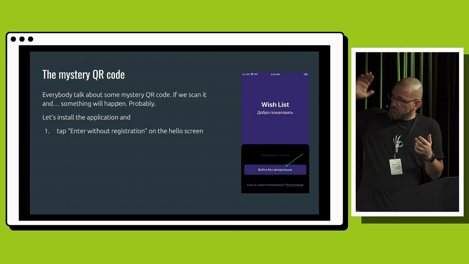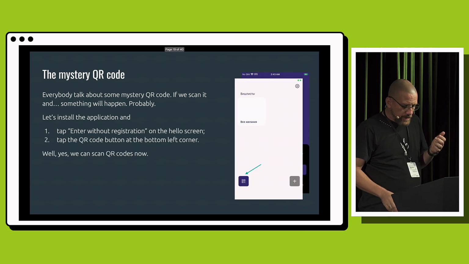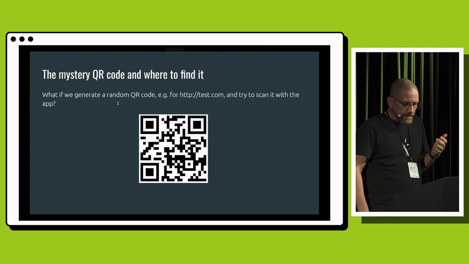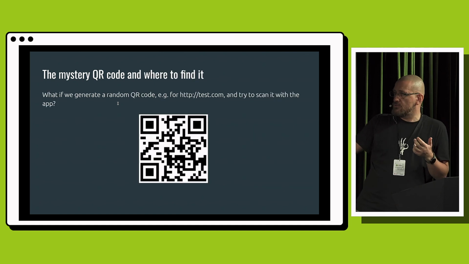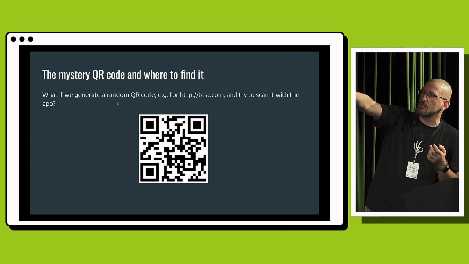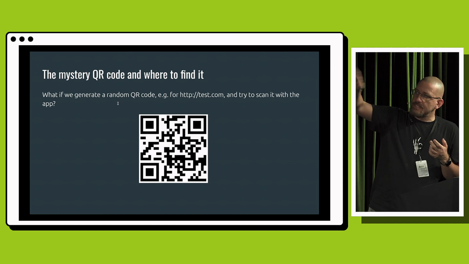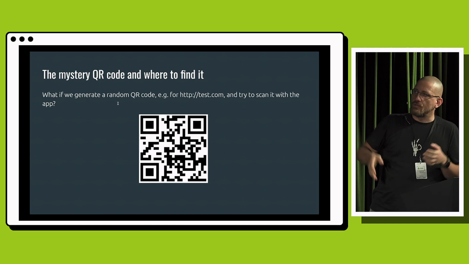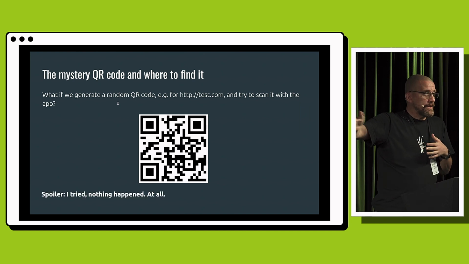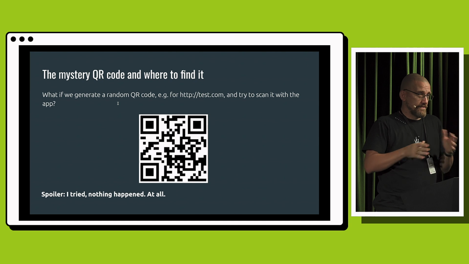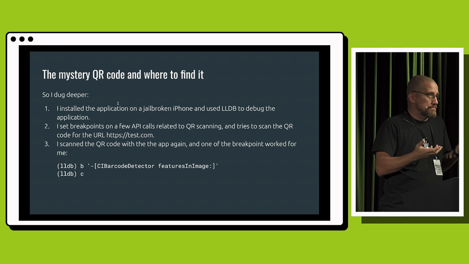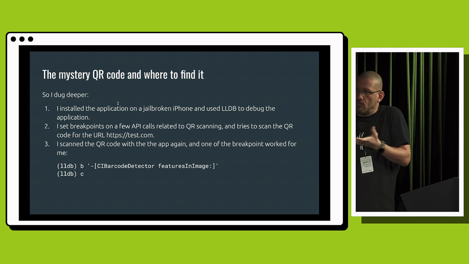We can start the application, we can tap the QR code button, and we can try to scan a QR code. I generated the QR code randomly. It's a QR code for http test.com. The site does not exist, it's a fake. It's just a dummy URL. I scanned the QR code, and nothing happened. Just nothing at all. Probably I need some special QR code. Yeah, that's logical.